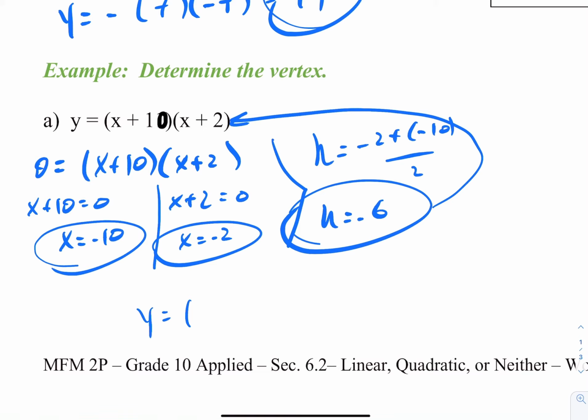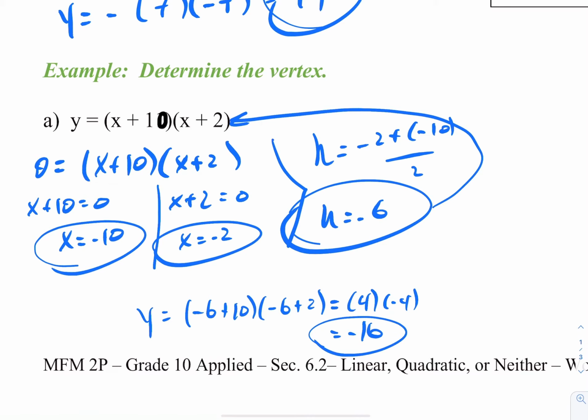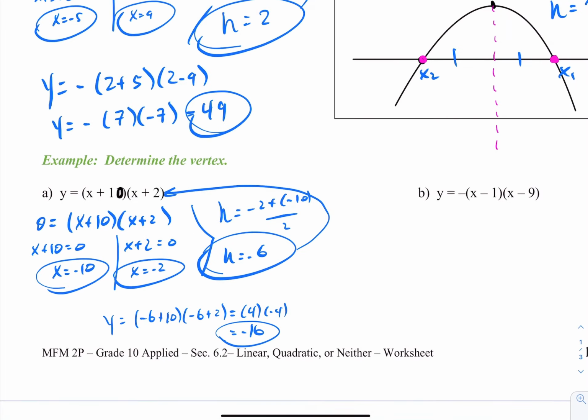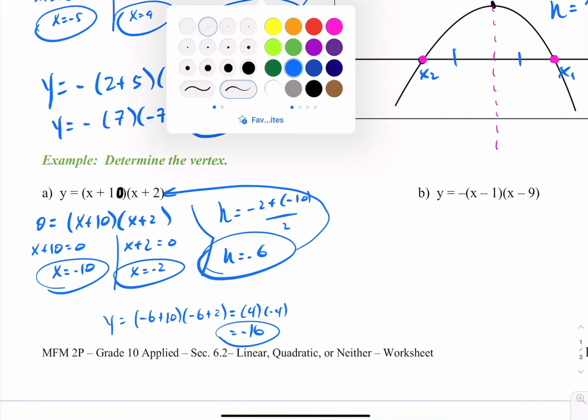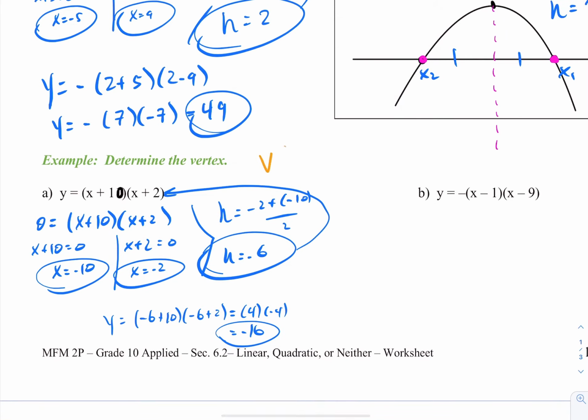So you're going to let x be negative 6. So everywhere I see an x, I change that to a negative 6. And you end up getting 4 times negative 4 is negative 16. Okay, so conclusion here, let's write this out. The vertex is going to be negative 6, negative 16.